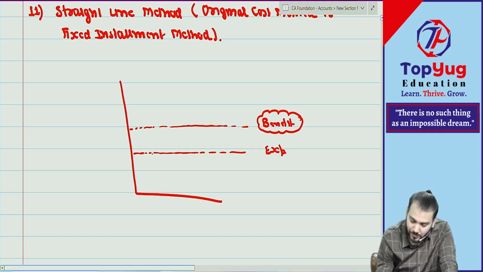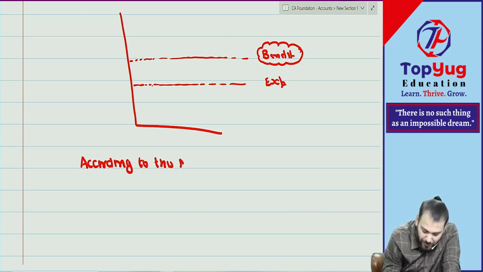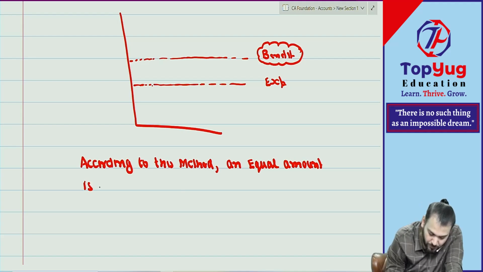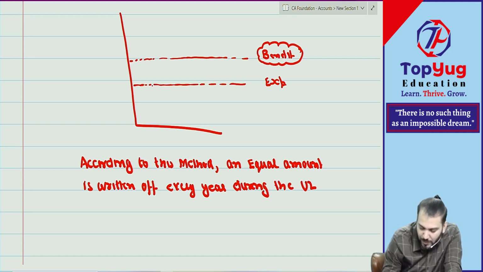Understood? Write down this. According to this method, an equal amount is written off every year during the useful life of an asset.